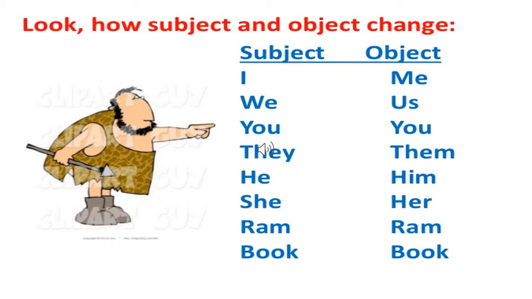There are a few changes that are made with the subject and the object when we are changing a sentence from an active voice to a passive voice or from passive voice to an active voice. That is, when the subject is I, it changes to the object me. When the subject is we, it changes to us. You remains the same. When the subject is they, it changes to them. He becomes him, she becomes her. And if the subject is in the proper noun form, it remains the same.